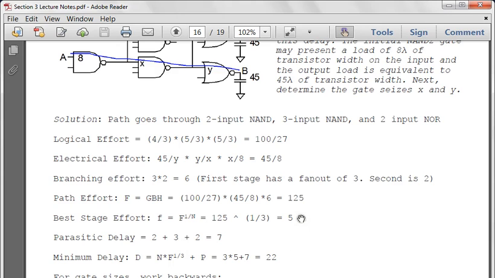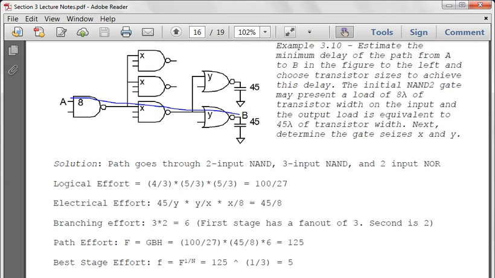So now, since we know our best stage effort, and we know the output capacitances, values 5 over 3, right, for the logical effort, times the output capacitance, we can now go back and figure out our lambdas.